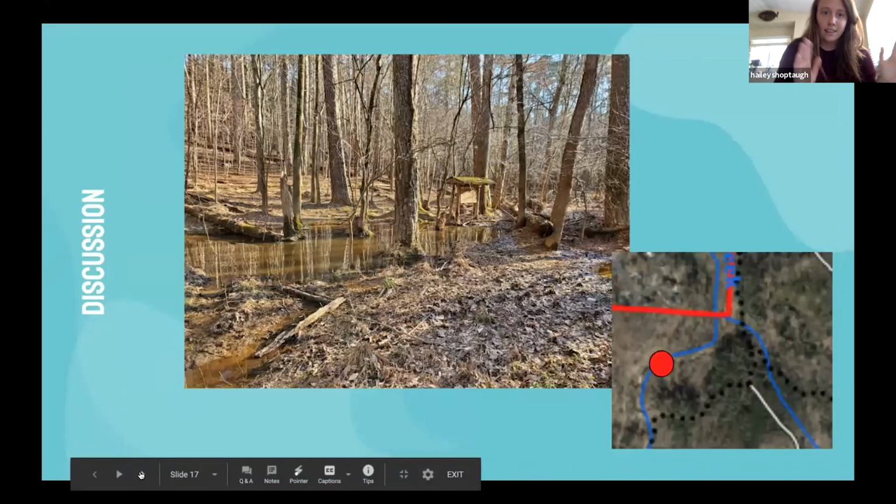And after that, this is what my trails looked like. So if you look on the bottom right, the black dotted line are the trails that I was walking, and the big red circle is where site 4 is. So that could possibly explain why site 4 was performing so much worse than every other site, is because it's right at the base of the trails.